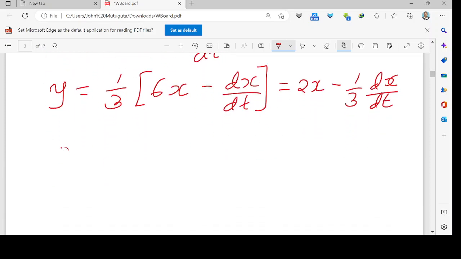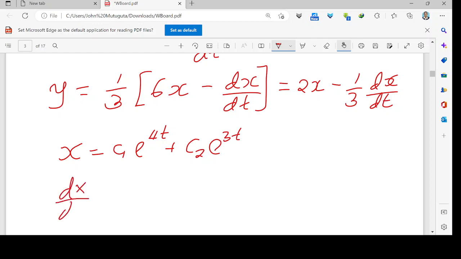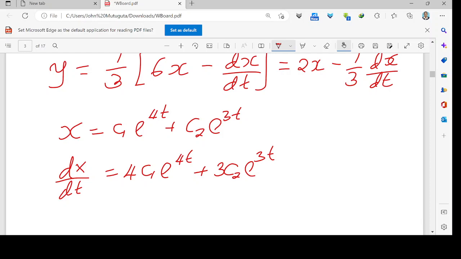Now, because we know x is equal to c1 e raised to power 4t plus c2 e raised to power 3t, then we can differentiate this with respect to t to get 4 c1 e raised to power 4t plus 3 c2 e raised to power 3t. And now we substitute this x here. We see we have x here and dx dt here.